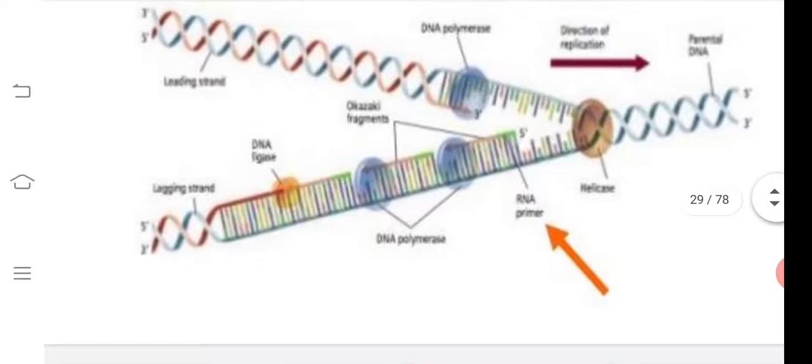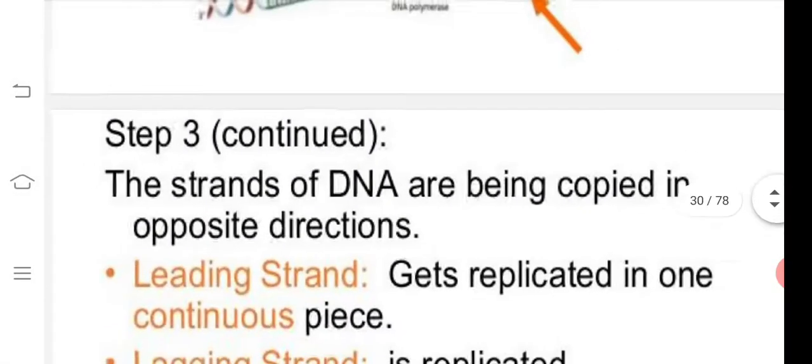So in this process, helicase is doing its process. Do you follow? So the replication arrow is given. First helicase is doing its work. At the back, RNA primer is going. At the back, DNA polymerase is doing its work. It is just moving to form another strand.